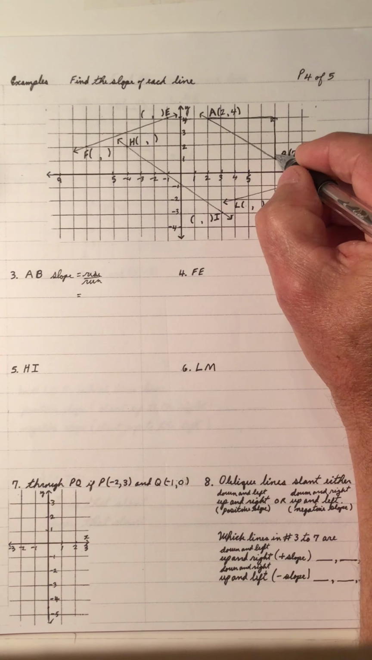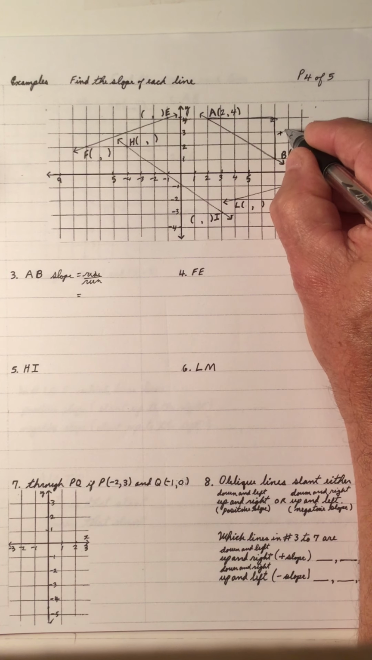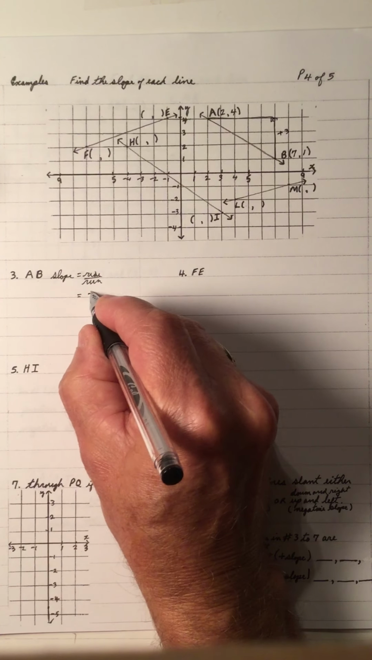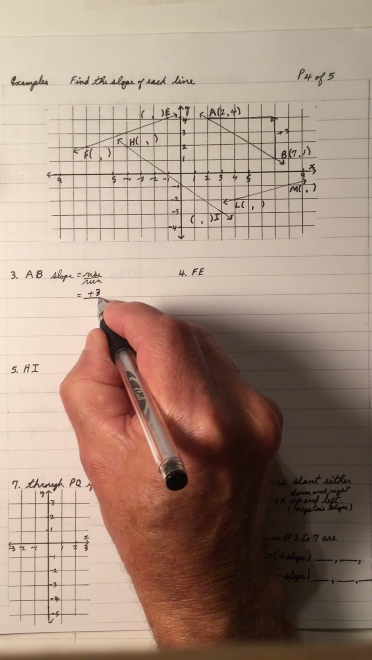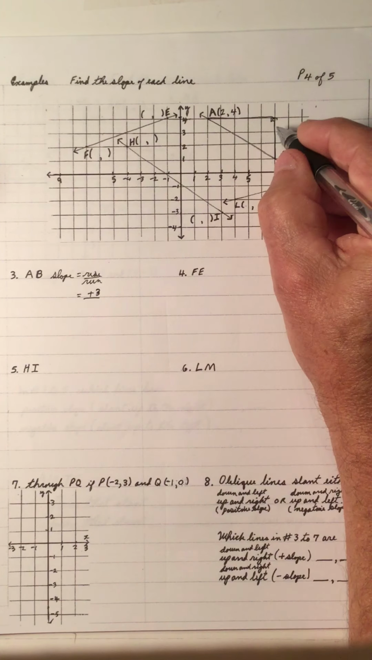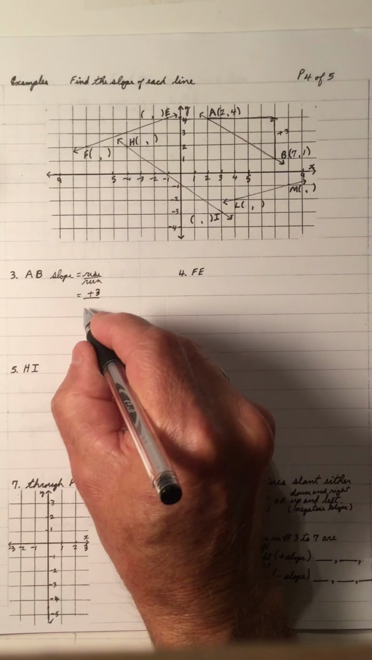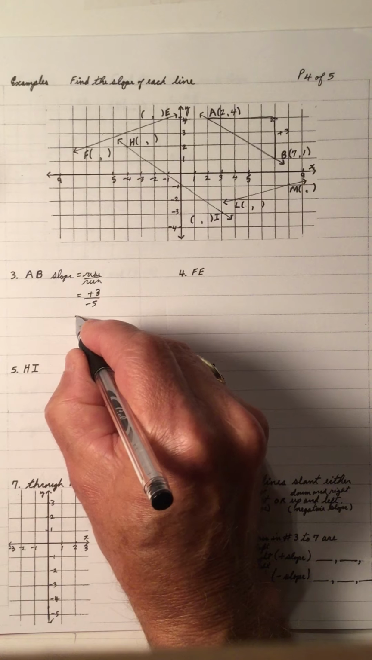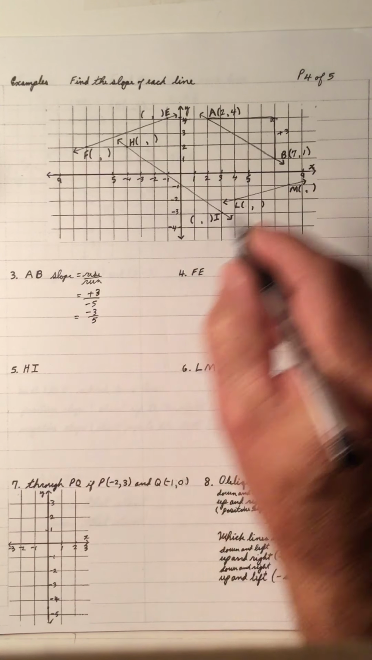So in this case, the rise is 1, 2, 3. So I will always rise, but my run could be to the left or to the right. 1, 2, 3, 4, 5, and it's negative. So that slope is a negative 3 over 5 for AB.